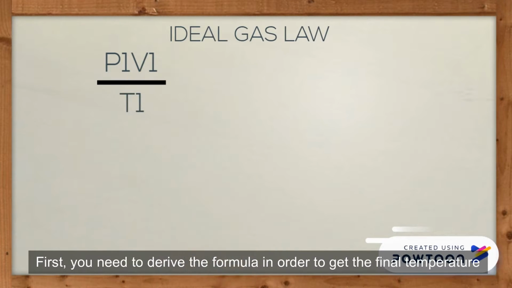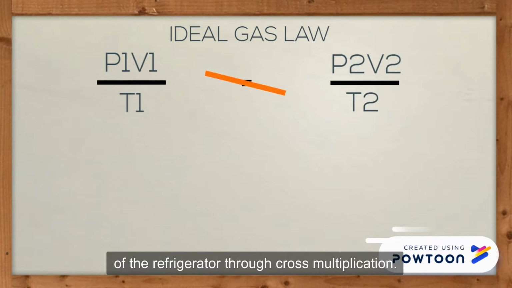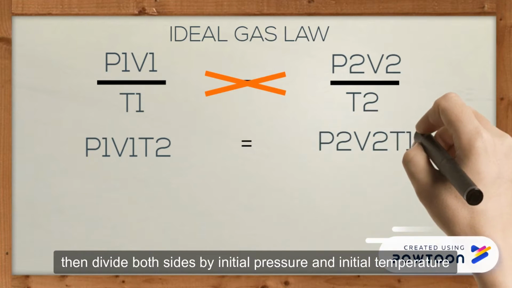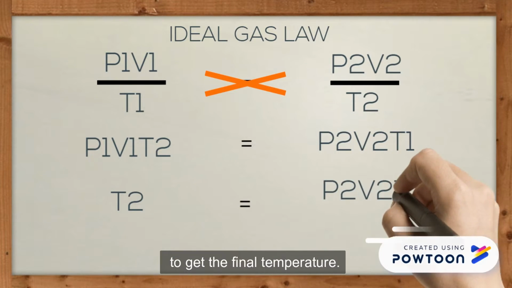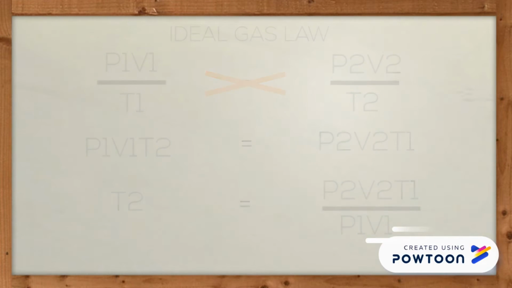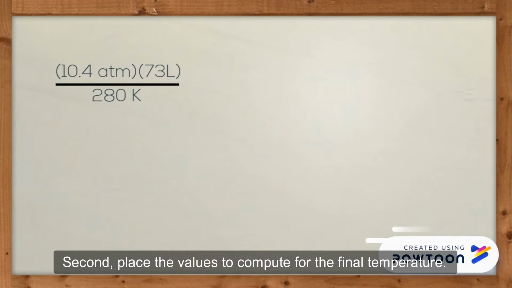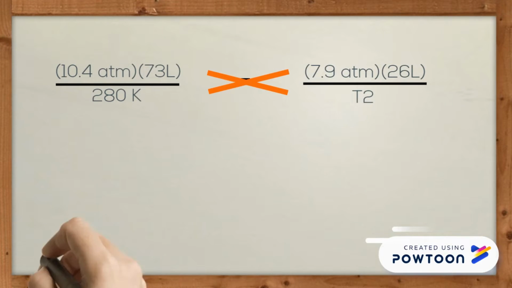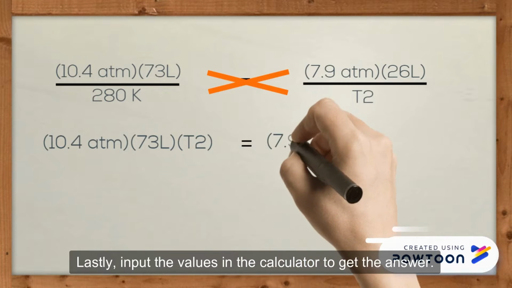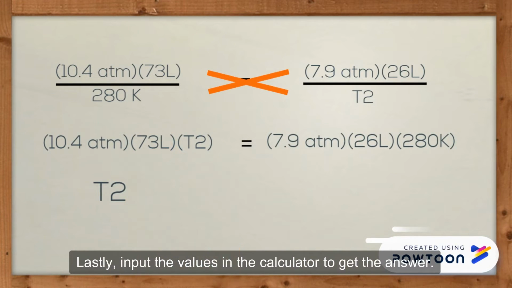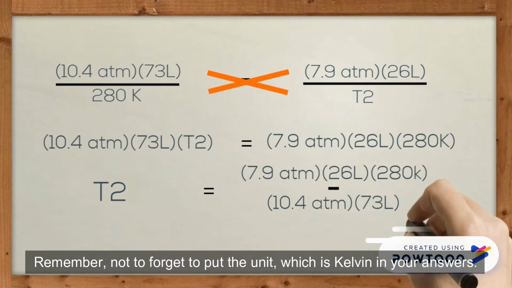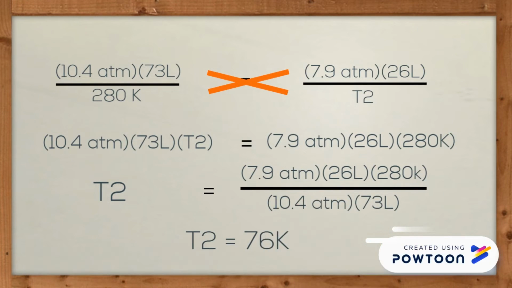First, you need to derive the formula in order to get the final temperature of the refrigerator through cross multiplication. Then, divide both sides by initial pressure and initial temperature to get the final temperature. Second, place the values to compute for the final temperature. And lastly, input the values in the calculator to get the answer. Remember not to forget to put the unit, which is Kelvin, in your answers.